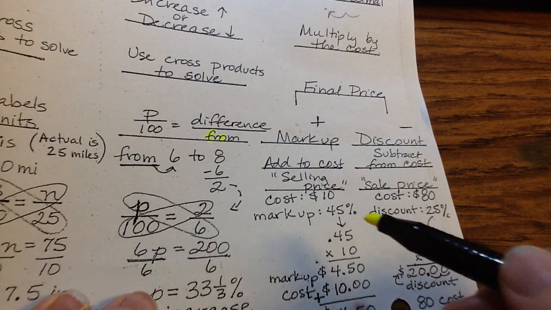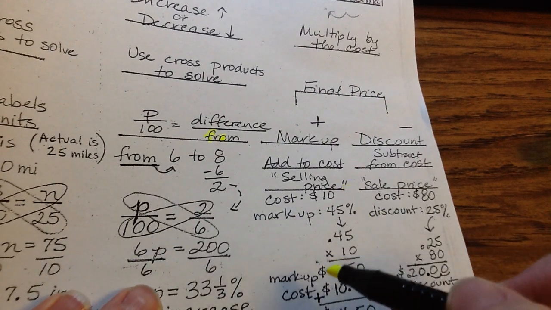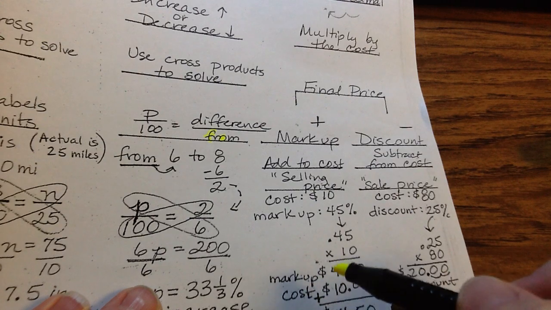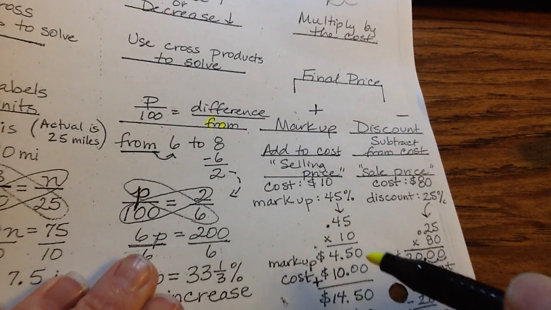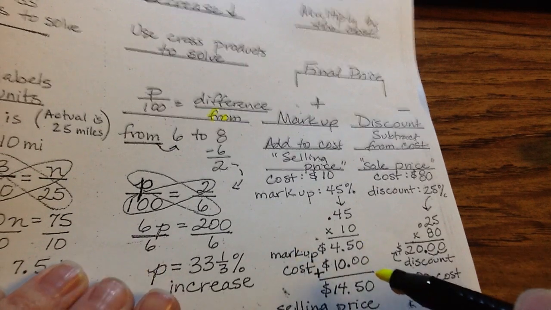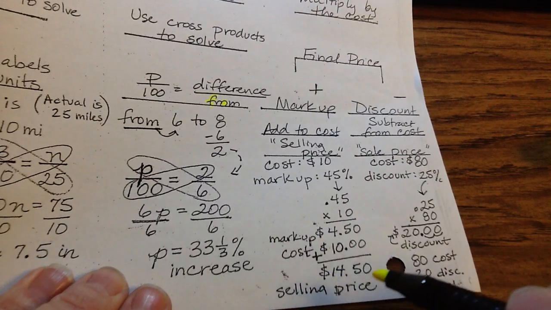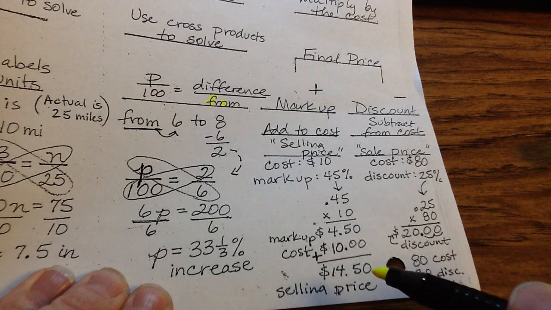Then you add it to the original cost. So this is the profit that they're making off of this one thing. And together, the cost plus the profit add to be the selling price. So the thing that they bought for $10, they're going to sell for $14.50, so that you have the privilege of going into their store and being able to buy that thing.